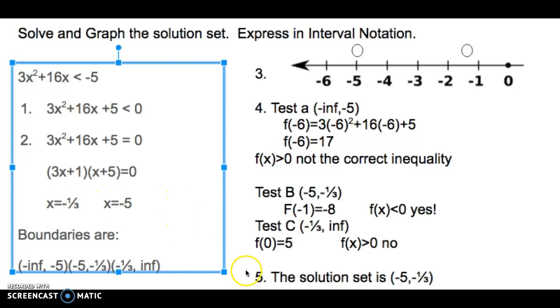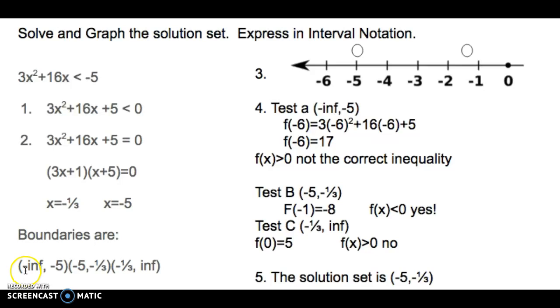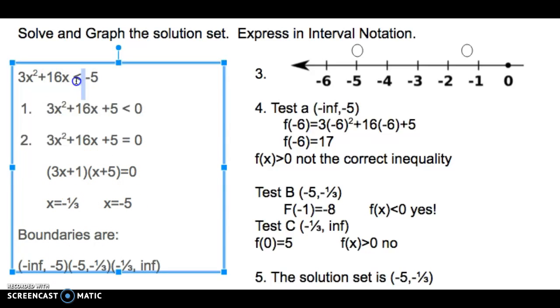So our boundaries so far for the graph overall: we go from -infinity to -5, -5 to -1/3, and -1/3 to infinity. Now notice that I'm using all parentheses for all of it, even the -5, even though it's okay to have -5 in here. According to this less than sign, I can't include it. So you still need to watch the parentheses versus the brackets based on your inequality sign.